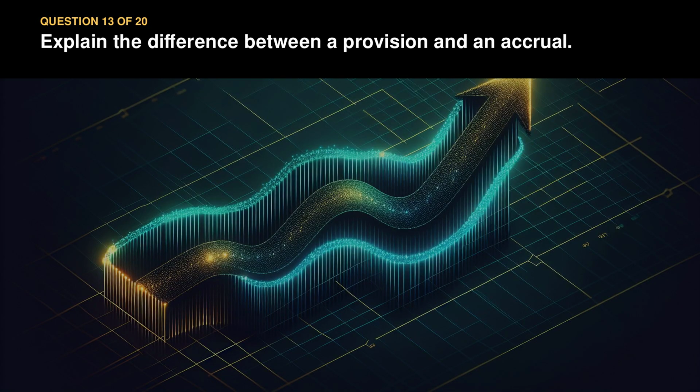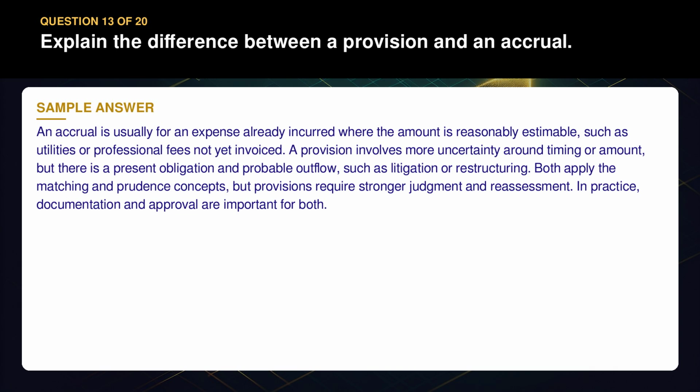Question 13. Explain the difference between a provision and an accrual. An accrual is usually for an expense already incurred where the amount is reasonably estimable, such as utilities or professional fees not yet invoiced. A provision involves more uncertainty around timing or amount, but there is a present obligation and probable outflow, such as litigation or restructuring. Both apply the matching and prudence concepts, but provisions require stronger judgment and reassessment. In practice, documentation and approval are important for both.